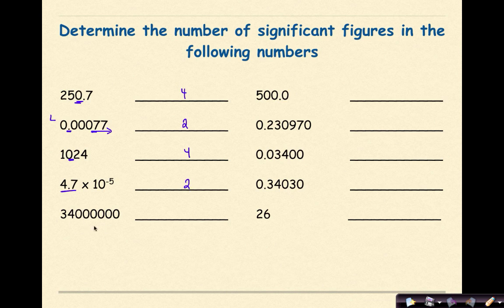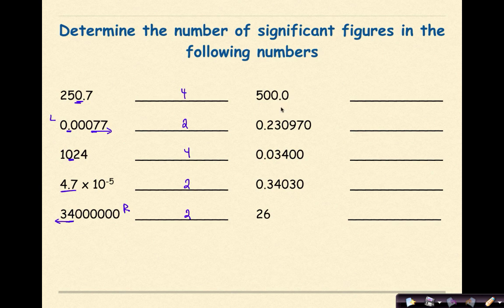In this number, the decimal is absent, so I'm going to start over on the right-hand side. I'm going to go across until I hit my first non-zero number, which is 4. So everything, as I continue over to the left, will be significant. So that means there are 2 significant figures here.